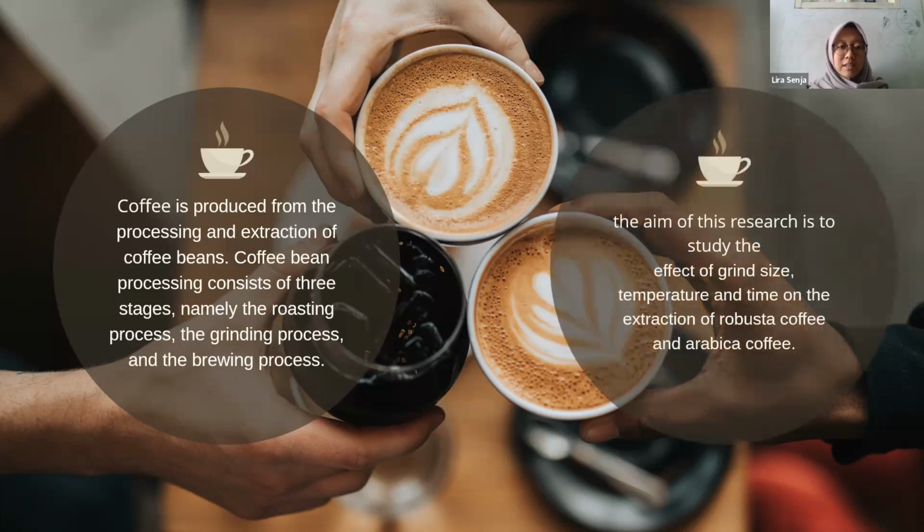To achieve the ideal extraction when brewing coffee, we should pay attention to the following three things: grind size, coffee to water ratio, and water temperature. And the aim of this research is to study the effect of the grind size, time, and temperature on the extraction of Robusta coffee and Arabica coffee.